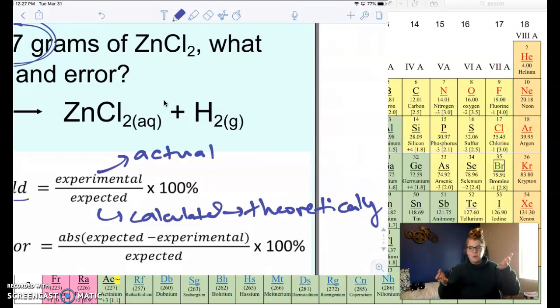1 divided by 1 is 1 times 100 is 100. So 100% yield is what we're always shooting for. We want to make what we expected to make. Well, in science, it doesn't always work that way.